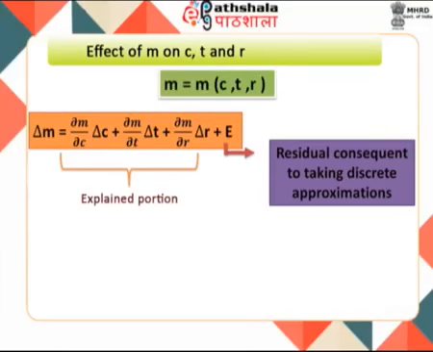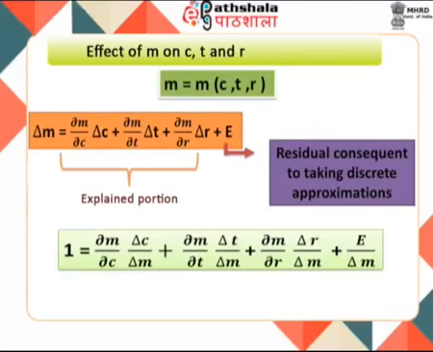The relative contribution of each of the ratios to the changes in M can be found by dividing both sides of the equation by change in M to yield 1 is equal to delta M by delta C into change in C by change in M plus delta M by delta T into change in T by change in M plus delta M by delta R into change in R by change in M plus E by change in M.